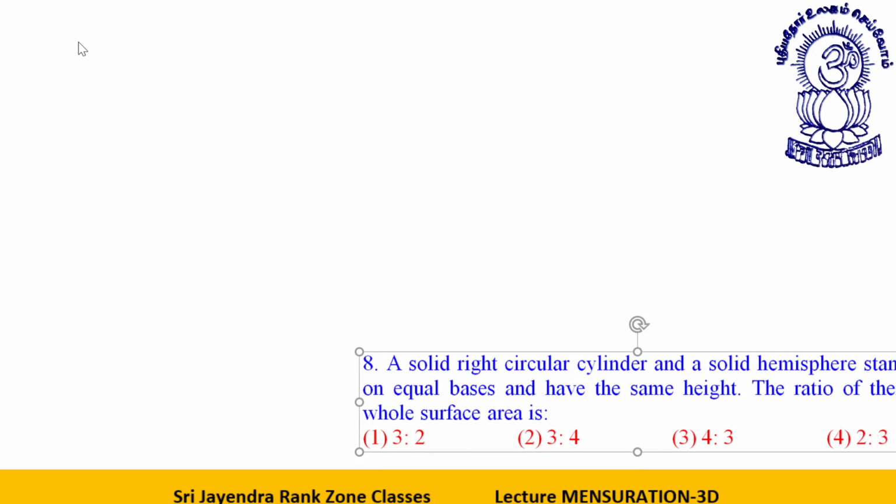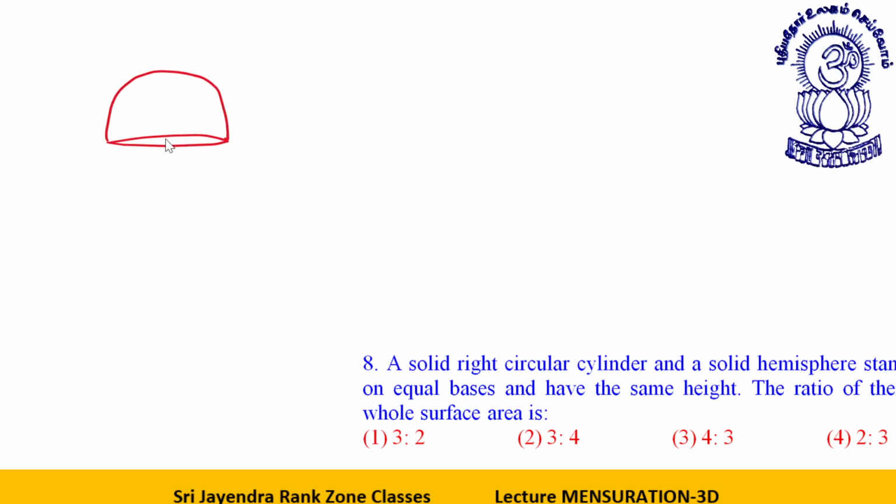A solid right cylinder and a solid hemisphere stand on equal bases and have the same height. The ratio of their whole surface areas? See, first of all, let's say on this base a hemisphere is there. If this is the hemisphere, this is r. The height of the hemisphere is also r. And if this is the cylinder, the height of the cylinder is also r.